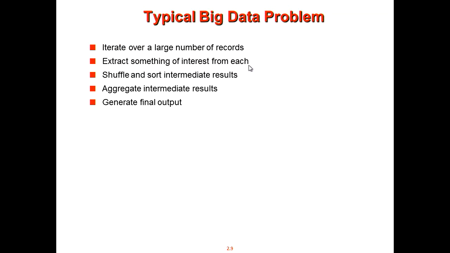And you have seen this before about typical big data problems, the steps you need to follow to deal with them. Given a large data set, you need to iterate over a large number of records, which means scanning the data set, and extract something of interest from each. The record may have many attributes, but your problem does not need to use all of them, so you need to extract the useful attributes. Then you process this extracted information and generate some intermediate results. After you process all the records and get all the intermediate results, you need to do operations like shuffle and sort and aggregate these intermediate results to generate the final output. So these 5 steps can be mapped to map and reduce functions.